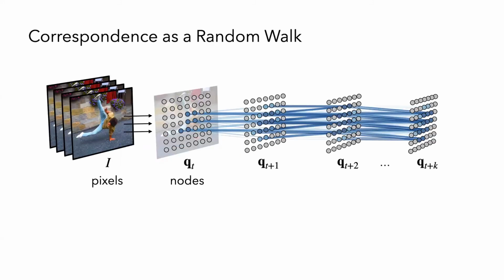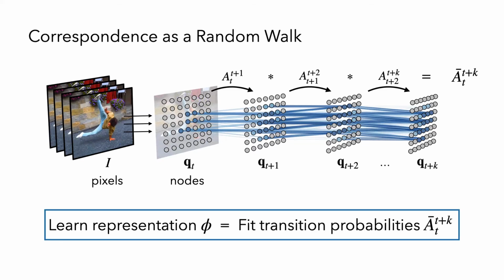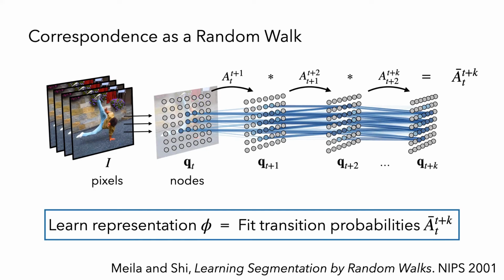Given the space-time nature of our graph, we can view the random walk essentially as implementing probabilistic patch tracking across time. Moreover, we can efficiently compute long-range correspondence simply by chaining together these steps on the graph. So under this formulation, learning our representation essentially amounts to fitting the transition probabilities of this walk on the graph. This is reminiscent of the classic work from Marina Meila and Jianbo Shi titled Learning Segmentation by Random Walks, which was presented at NeurIPS almost 20 years ago.